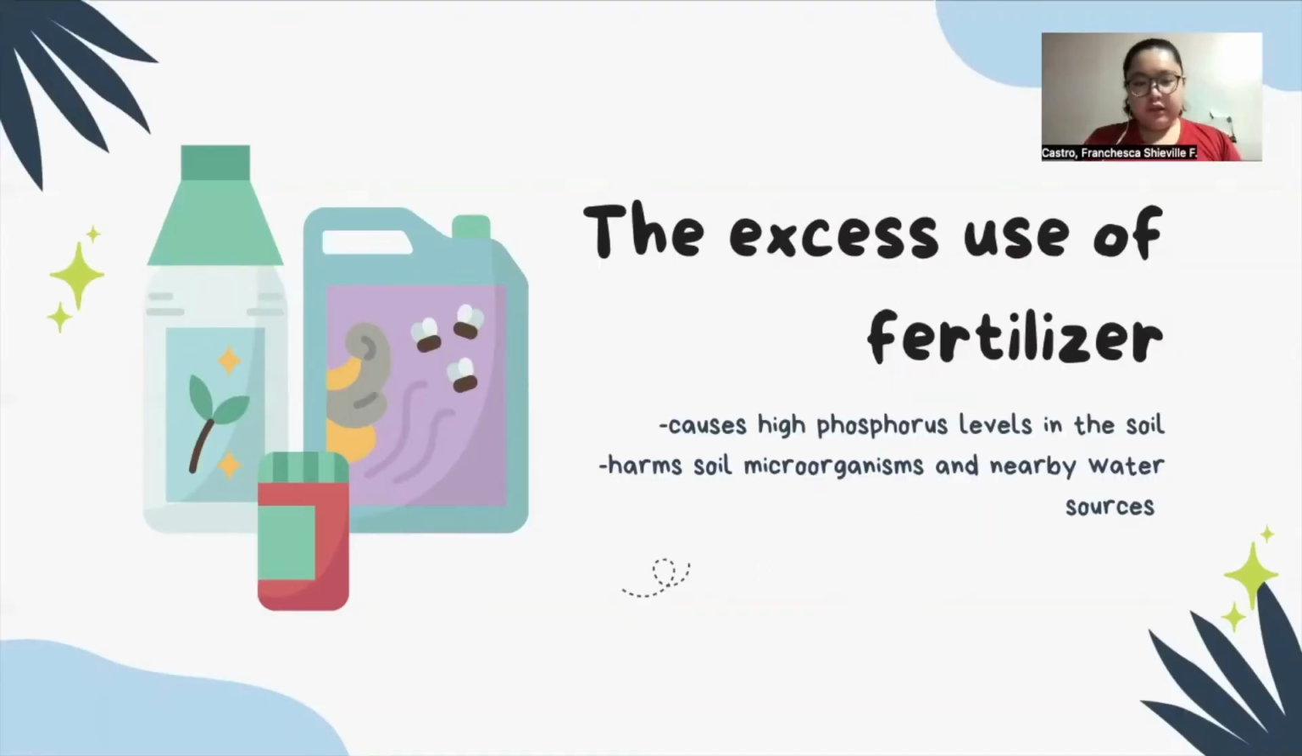Now, these are examples of the anthropogenic effects or stress to the environment. First is the excessive use of fertilizer. This causes the phosphorus levels in the soil to be higher than what is really needed, and this harms the soil microorganisms and nearby water sources.